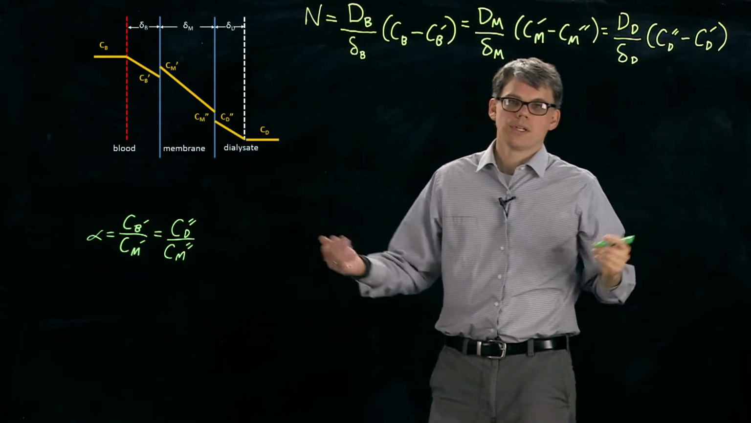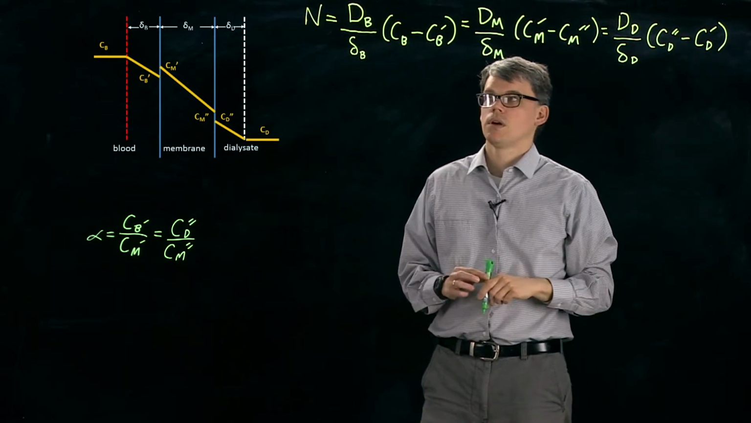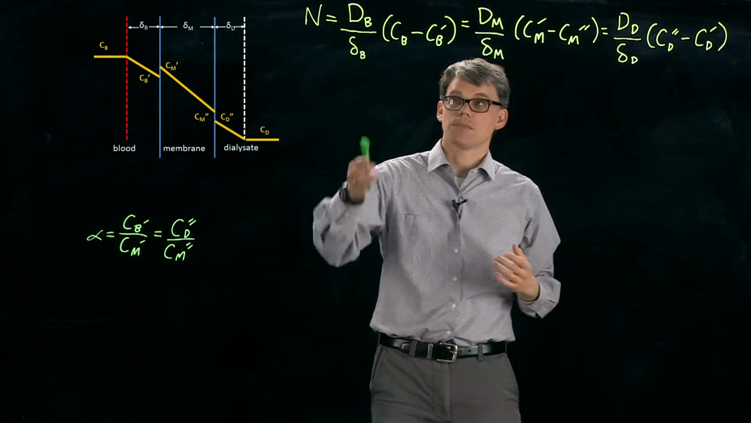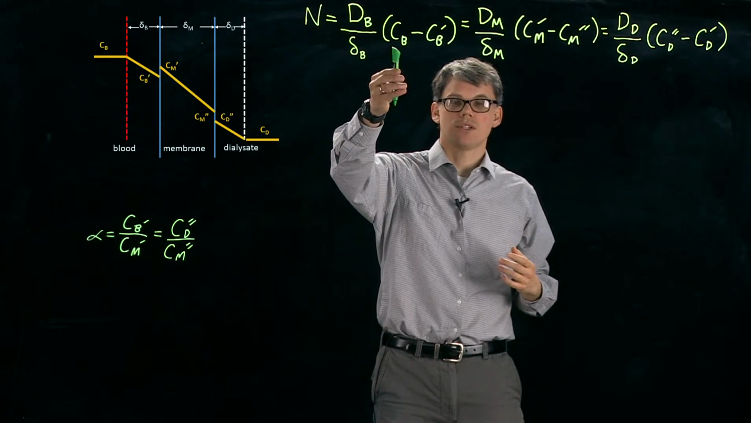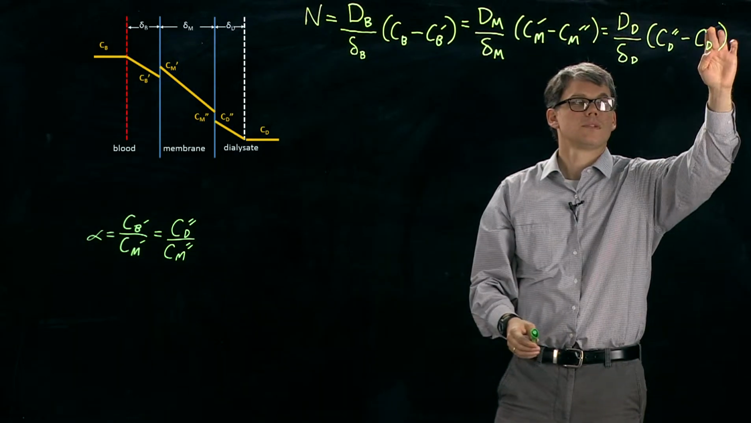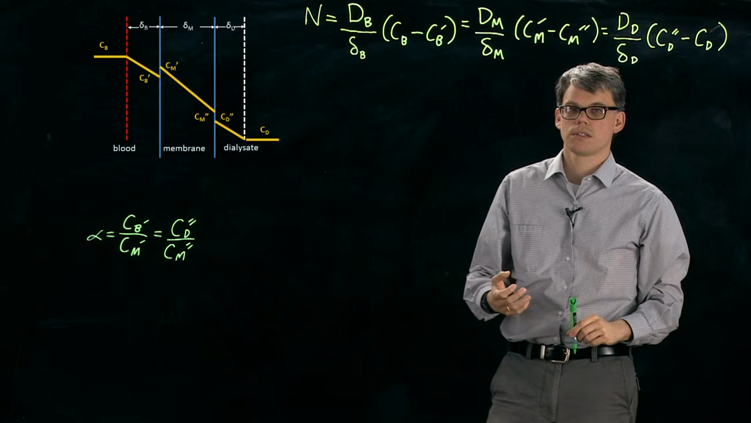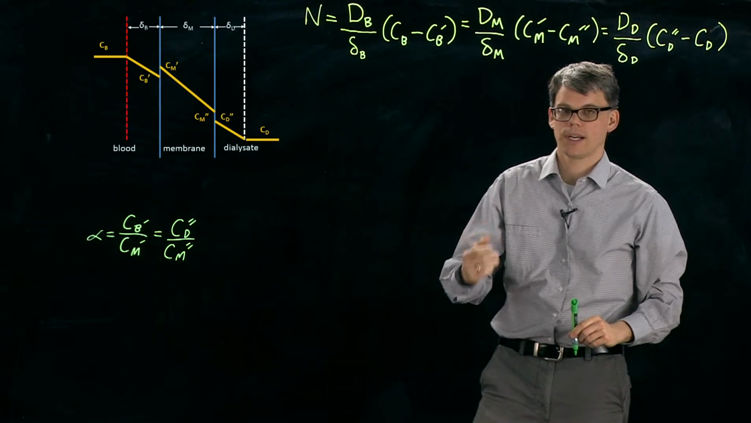So this is all well and good, but there are several things that we can't really measure here. What can we measure? Well, concentrations that are easy to measure are the concentration in the mixed region of blood and then the mixed region of dialysate. So, can we somehow combine these equations to only have the concentration in the blood and the dialysate appearing?